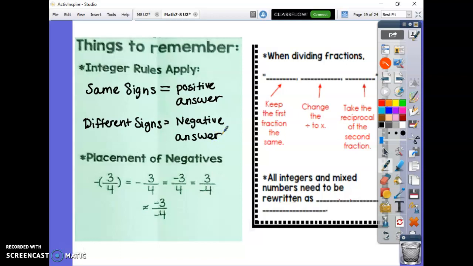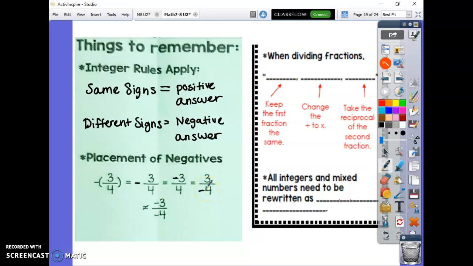Okay, and then the placement of negatives. With fractions, there's a few different ways of writing a negative fraction. You can have a negative sign in front, or after, or with the fraction in parentheses. That's going to be the same as having your negative sign in the center of your fraction, or the same as having the negative sign on the numerator or having that negative sign with the denominator.